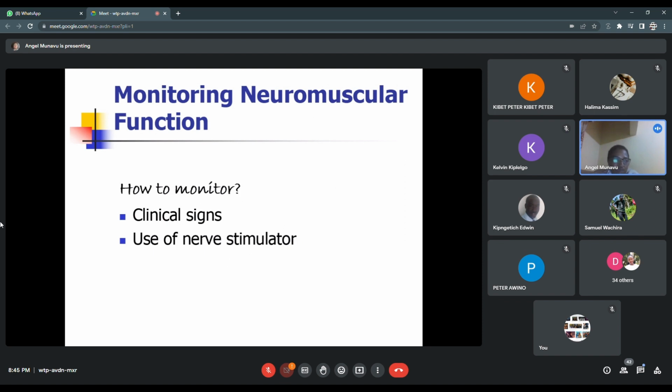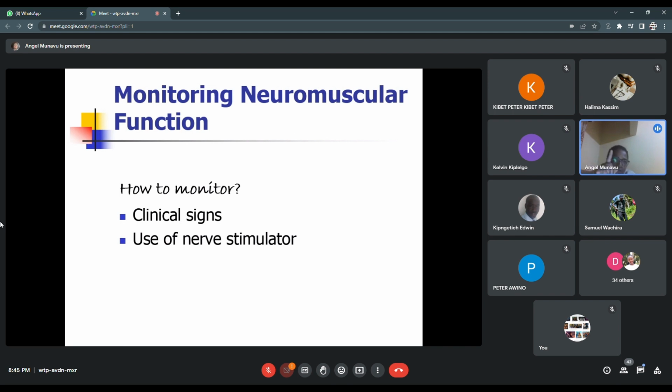One of them is clinical signs, like you can see the patient is moving, movement of the body. Or you can use something we call a nerve stimulator. A nerve stimulator, you connect it to some muscle and you see whether there is movement. And a nerve stimulator is something which looks like, I'm sure in physics you learned about something we call a galvanometer.